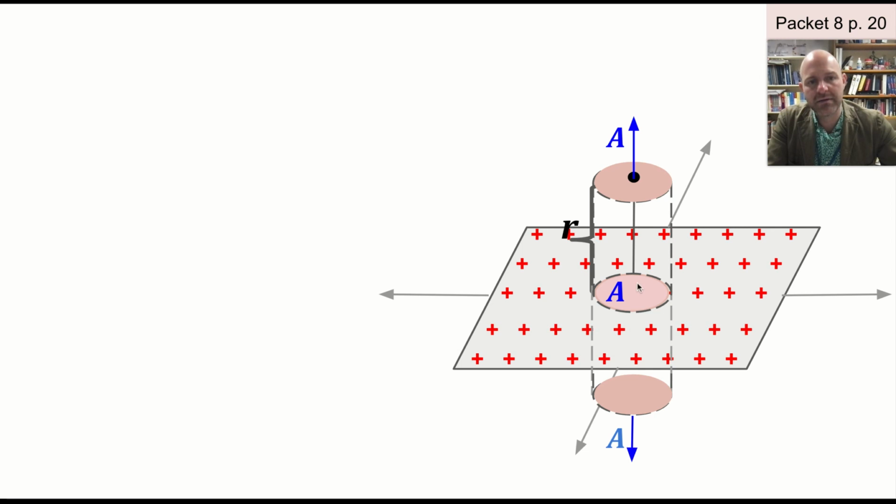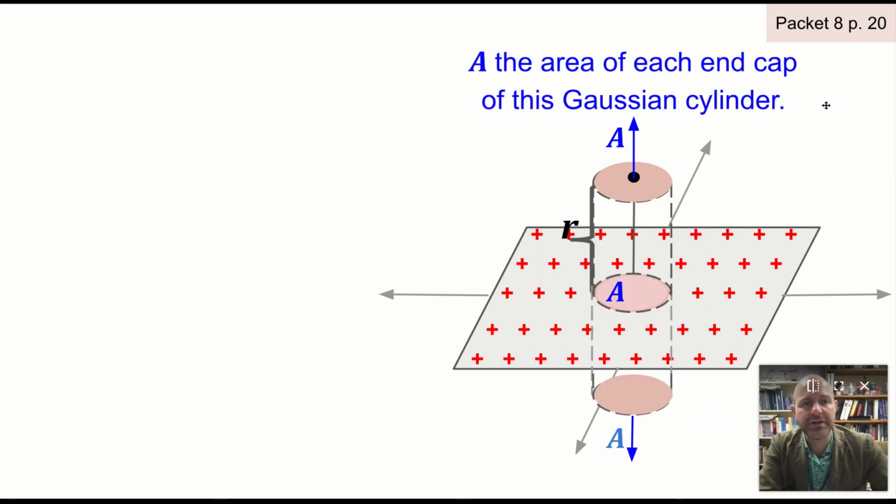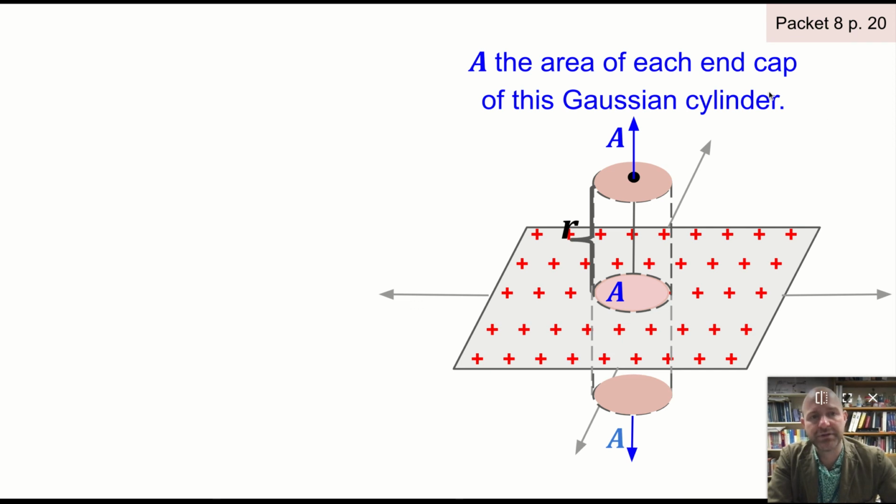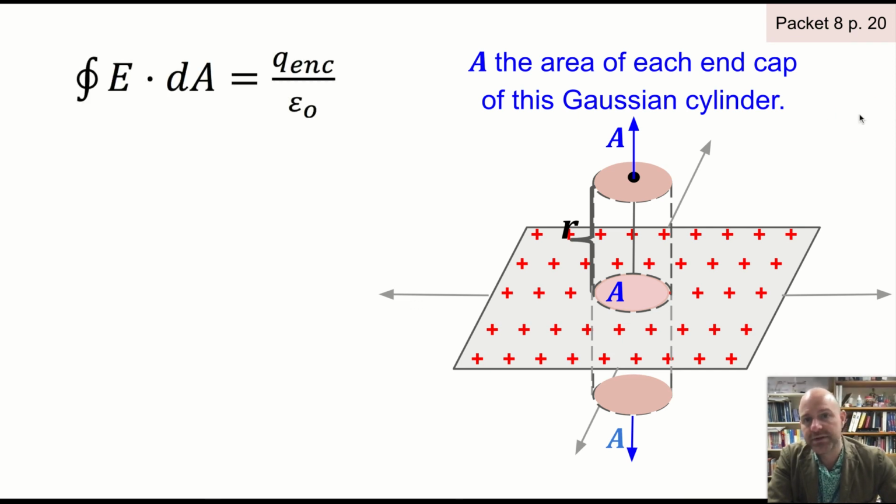There are 3 areas I'm interested in here. There's the area of the 2 end caps, which have the area vectors up and down. And then I have the area punched out, or enclosed, of the infinite charge plane. So the area of the Gaussian cylinder is the area of each end cap. That's what matters. Q enclosed over epsilon naught.